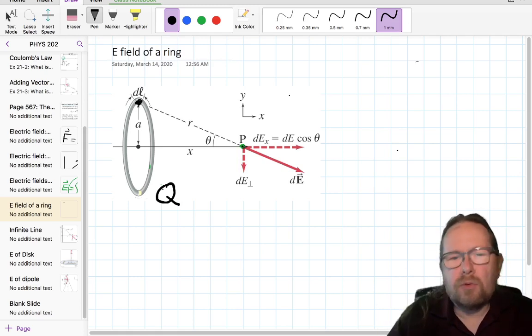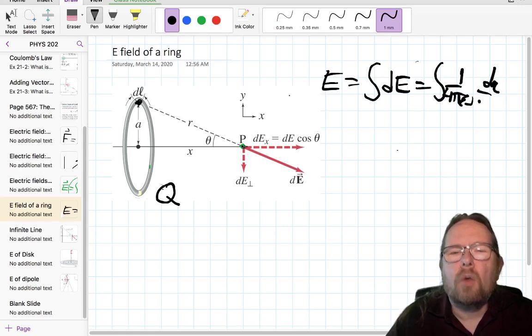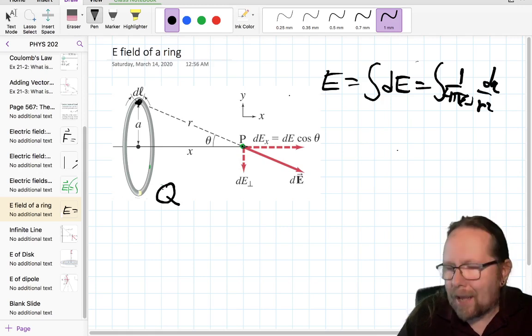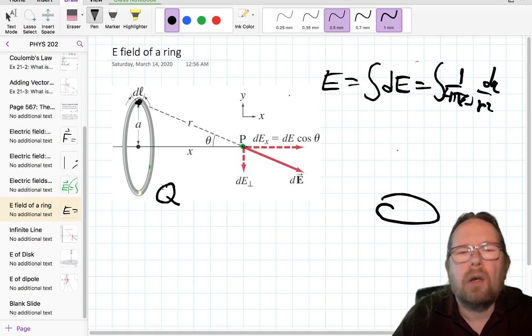Notice that we could use the expression that we just talked about, that the electric field is just equal to the integral of all the bits of electric field, which is equal to the integral of 1 over 4 pi epsilon 0 dq over r squared. We could use that to find the electric field at any point in space. If we had a disk of charge and we were over here, we could find the electric field at that point using that equation.